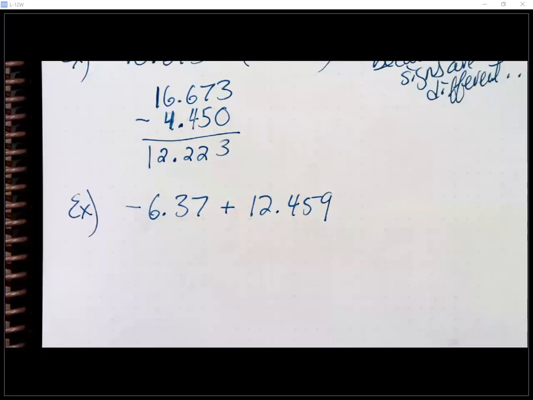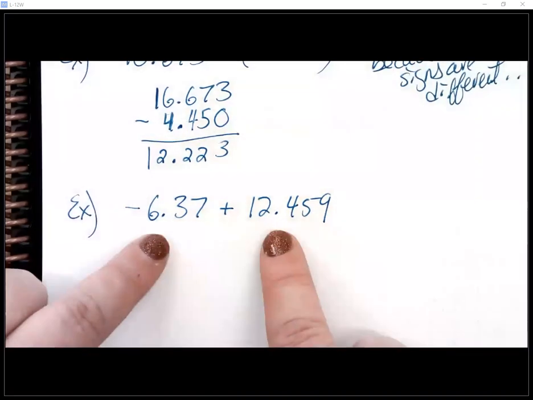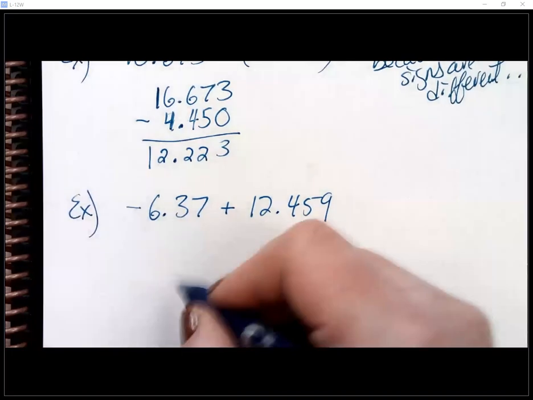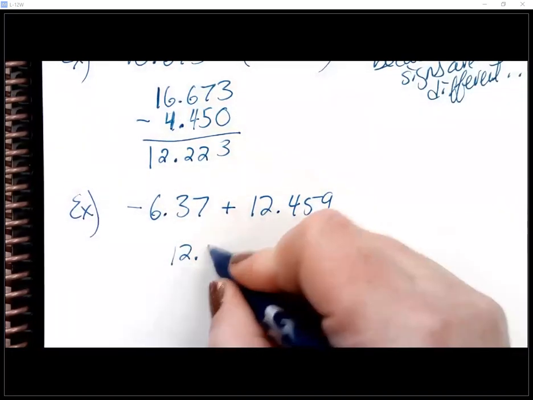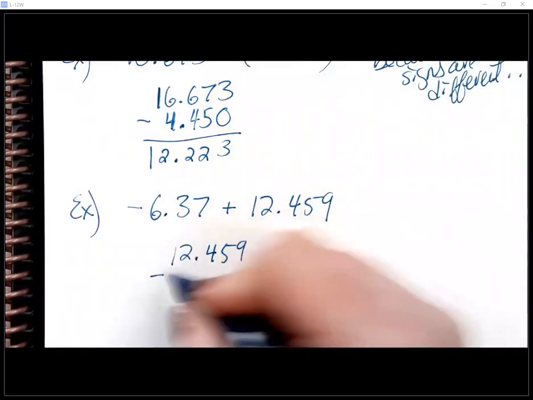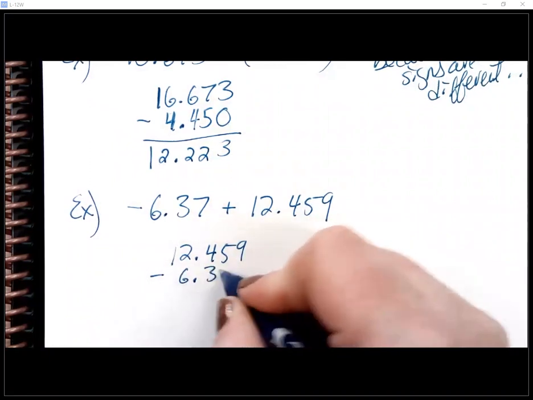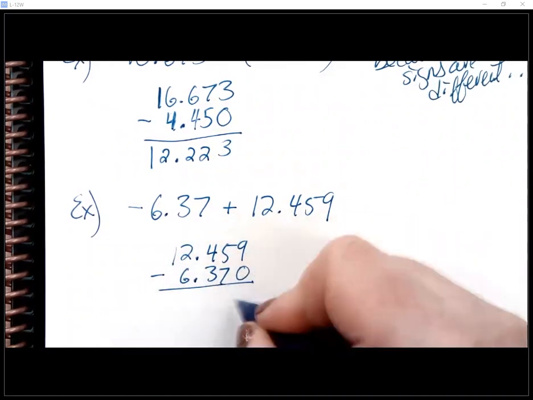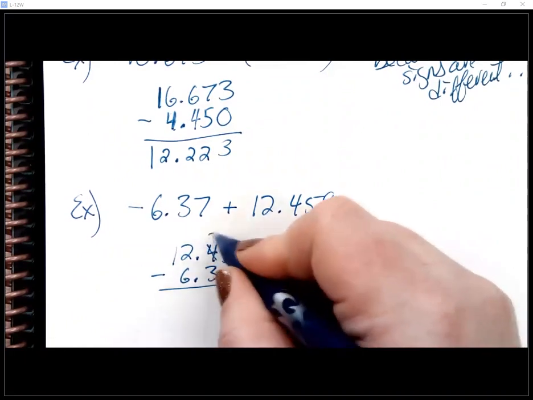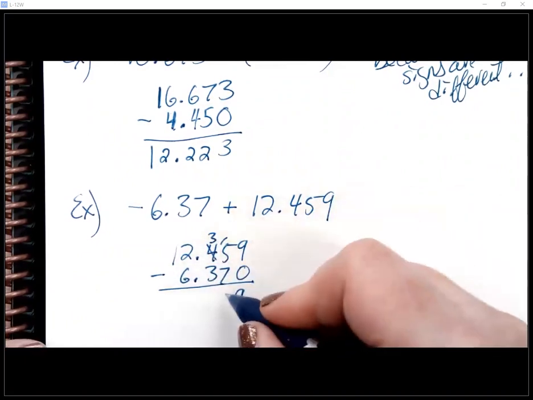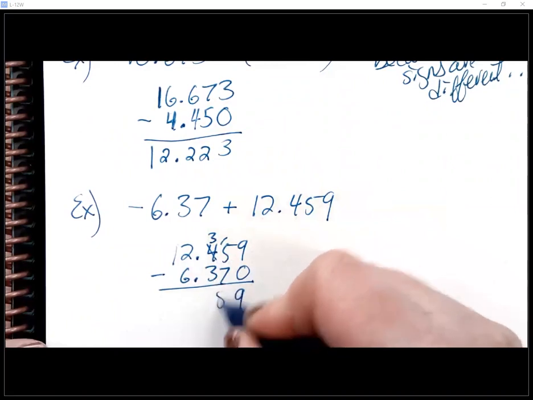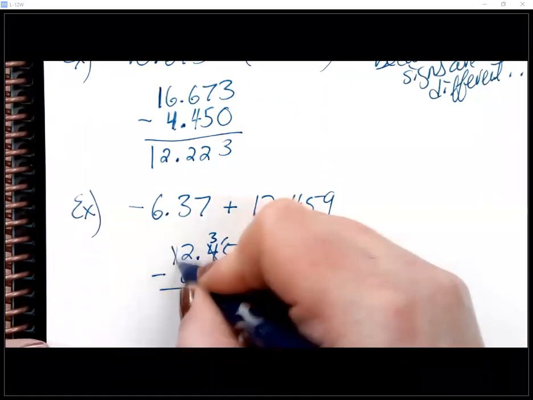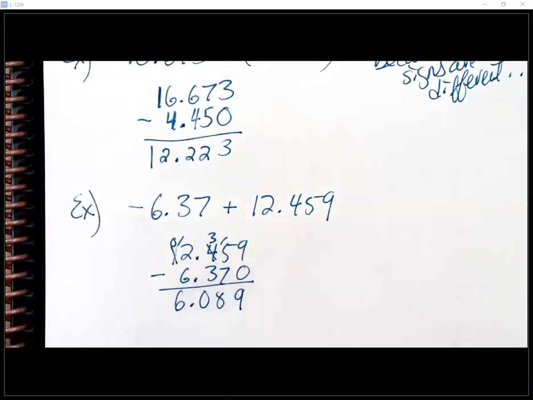So if I ignore the signs, then the bigger number is this 12.459. So that one's going to go on top. 12.459. And I'm going to subtract from it the 6.37. Fill in the 0. I'll do my subtraction. I have to borrow on this one. It's 8, 0. Borrow again. But now I have to stop and ask myself, is this the right sign? Should it be positive 6.089 or should it be negative?